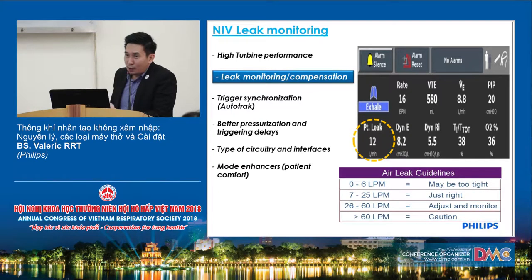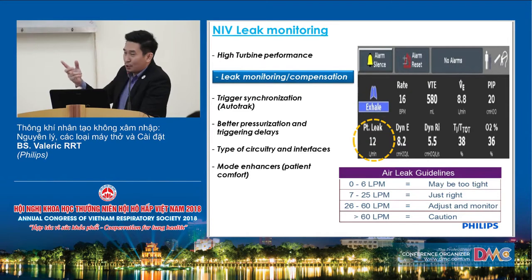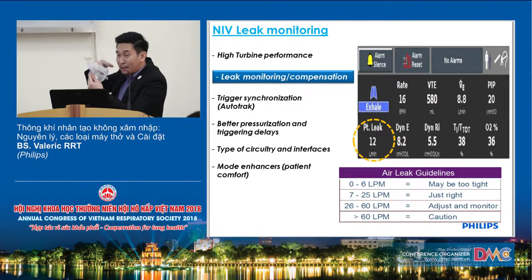So for your question, if you're using the Philips ventilator and you're using a different kind of mask, you cannot see the patient leak directly. What you can see is the total leak. So you will never know if the leak is coming from the base, from the circuit, or from everywhere. So you don't have an accurate measurement of leaks all over your face if you're using a non-Philips brand. Okay, but you can still use the non-Philips mask, but you have to monitor your patient closely.